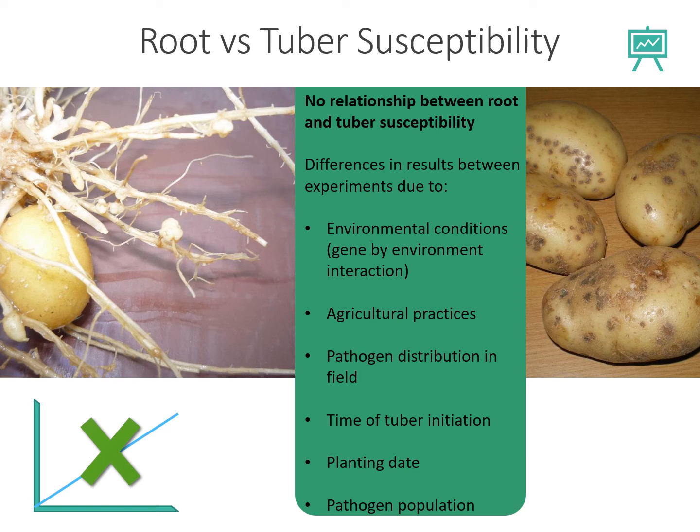The other thing is that Spongospora has a very patchy distribution in the field. So one could find that in some parts of the field there is a very low inoculum of Spongospora, and therefore one might not detect root infection, for example. The time of tuber initiation plays a role, and coinciding with that is obviously the environmental conditions at the time of tuber initiation. And this then links up with planting date and pathogen population in the field.